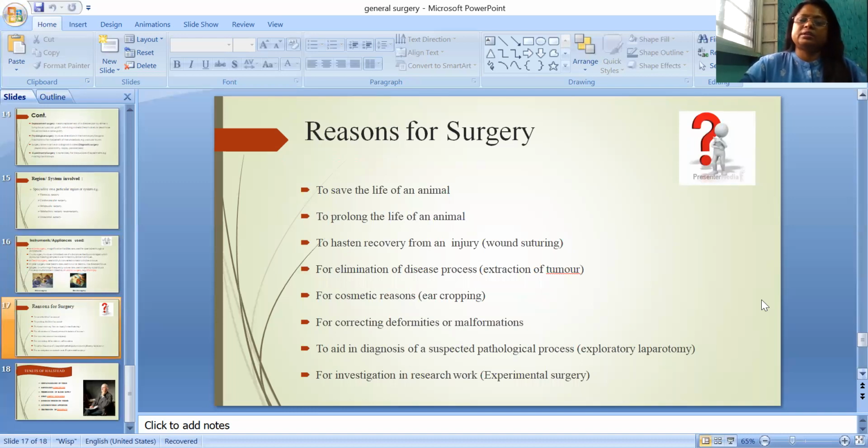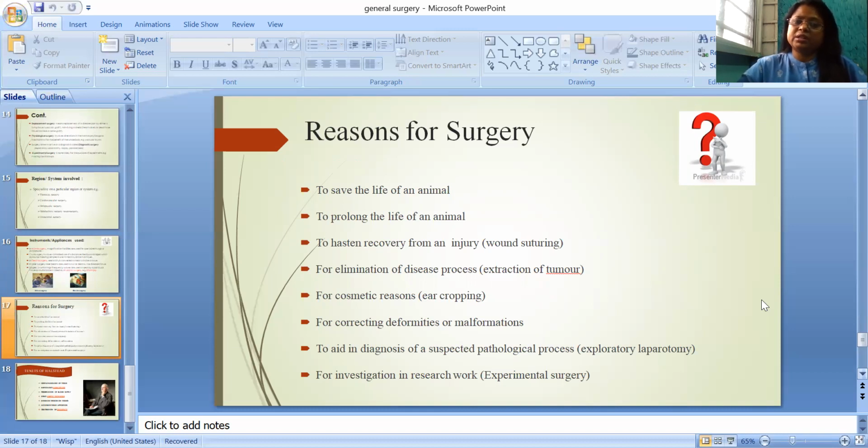So without reason you can't do anything, right? In surgery, in any field, right? So what are the reasons for surgery? Your first reason is to save the life of an animal, right? To save the life of an animal. And the second one is to prolong the life of an animal.